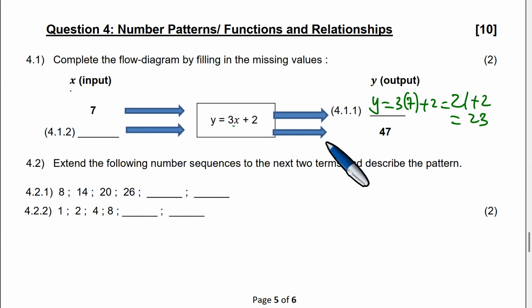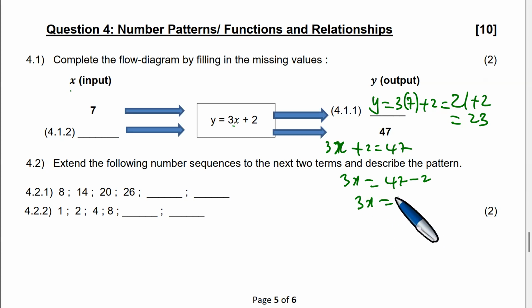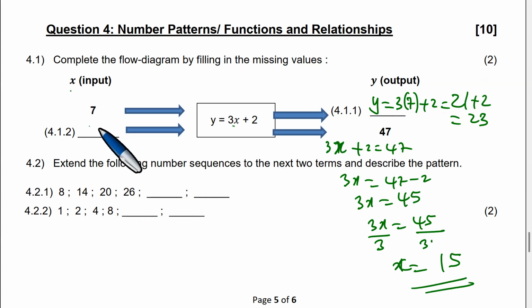Okay, if you're not sure of that one, what you do is you take 3x. 3x plus 2 is 47, which means 3x is equal to 47 minus 2. 47 minus 2 is what? 45. 3x is 45, so divide by 3. What's the answer? 15. 45 divided by 3 is 15. So the answer is 15, because if x is 15, put it here. What is 3 times 15? 45. Plus 2. 47. That's the answer.